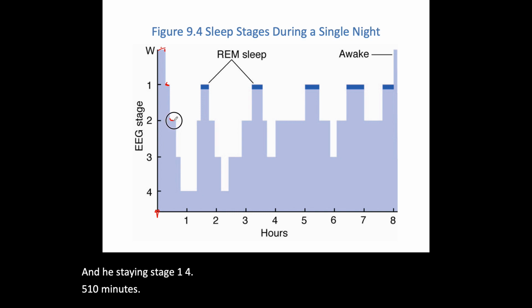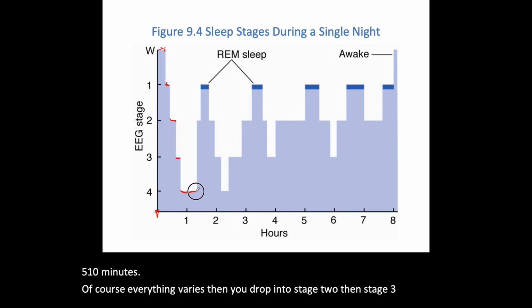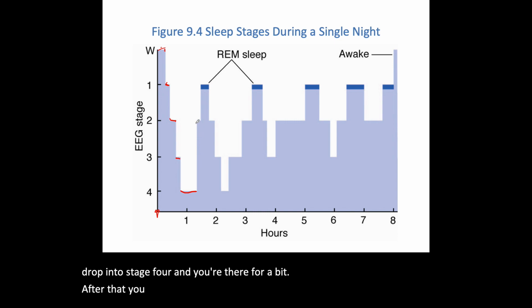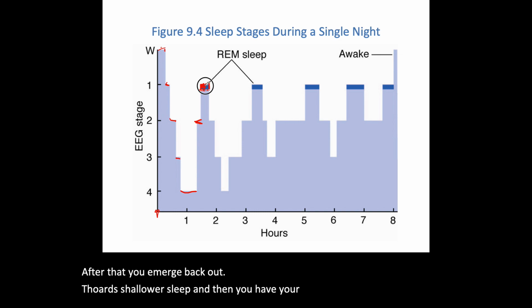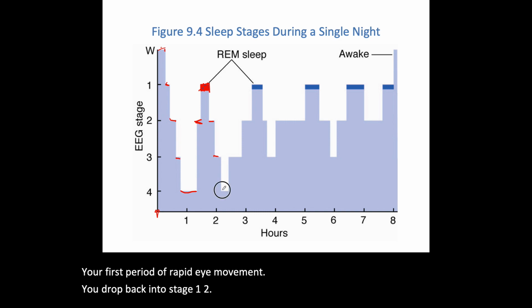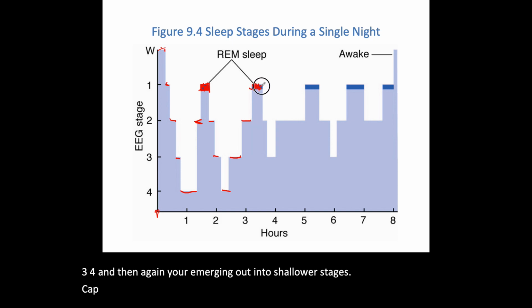Of course, everything varies. Then you drop into stage two, then stage three, then you drop into stage four, and you're there for a bit. After that, you emerge back out towards shallower sleep, and then you have your first REM period, your first period of rapid eye movement. After which, you drop back into stage one, two, three, four, and then again you're emerging out into shallower stages, capped by another REM period.